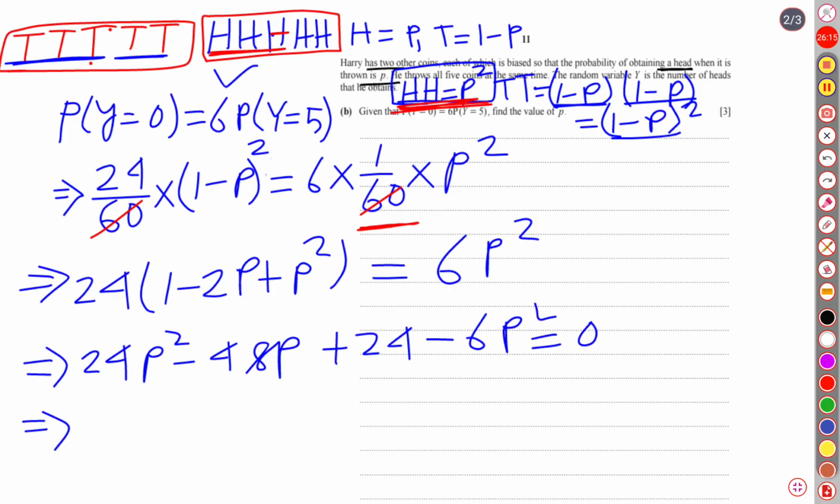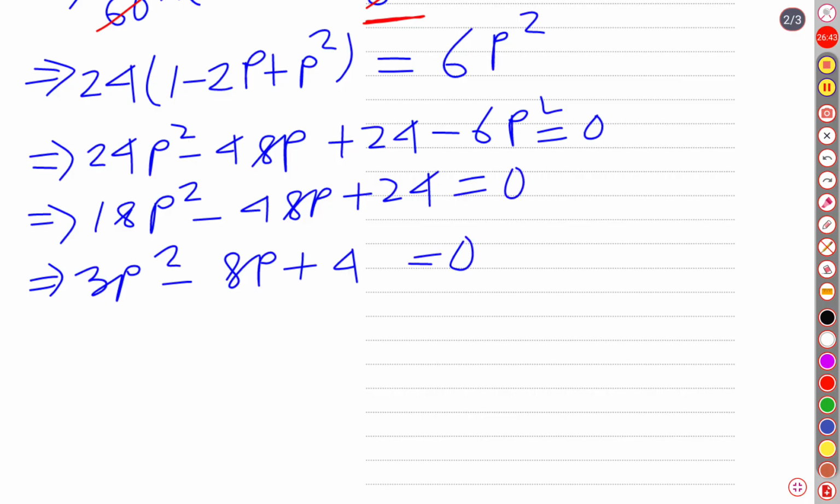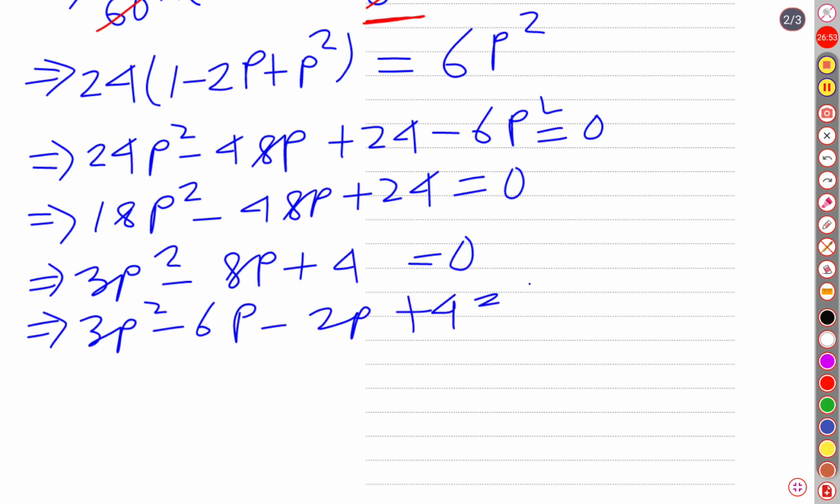Ultimately, what is it going to be? 24 minus 6, that is 18p squared. 18p squared minus 48p plus 24. If we divide the whole expression by 6, it is going to be 3p squared minus 8p plus 4. Now if we factorize this, first of all we will expand this. 3 fours are 12, so 6 fours are 12. 3p squared minus 6p minus 2p plus 4 is equal to 0.